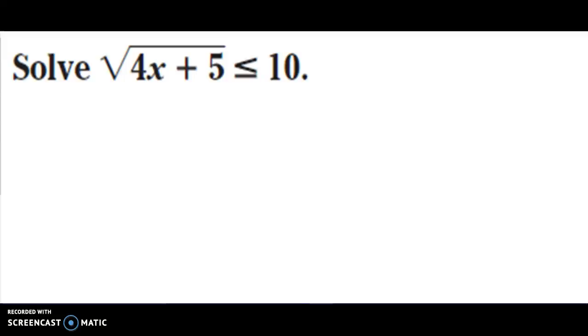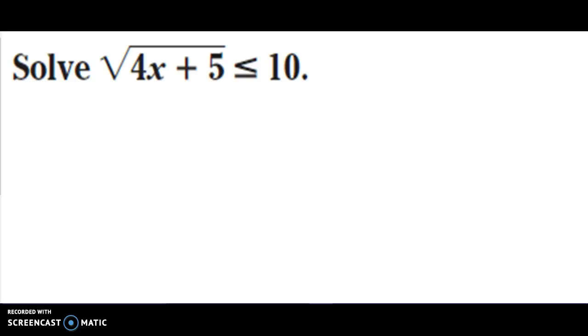Okay, so I'm going to go through some of these radical inequalities. So hopefully you can hear me. I am actually standing at my board, so I have the computer a little bit further away from me. So, okay, here's what you do.